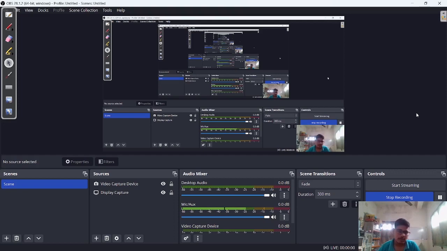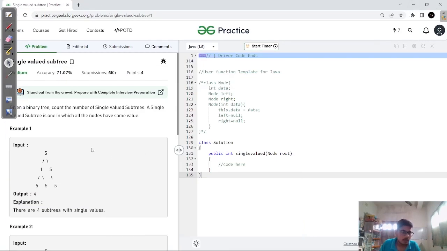So let's see the problem for today. This is our problem, it's about trees. Given a binary tree, count the number of single valued subtrees. A single value subtree is one in which all the nodes have the same value, right? This is the tree given, you can see in the example. So let's take that example and see what the question is saying.